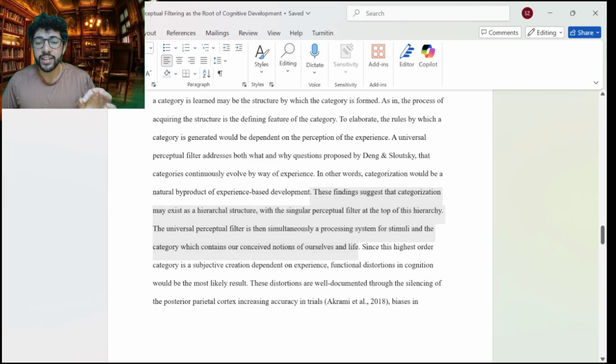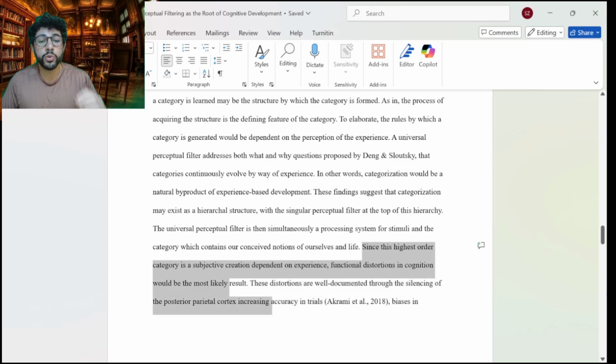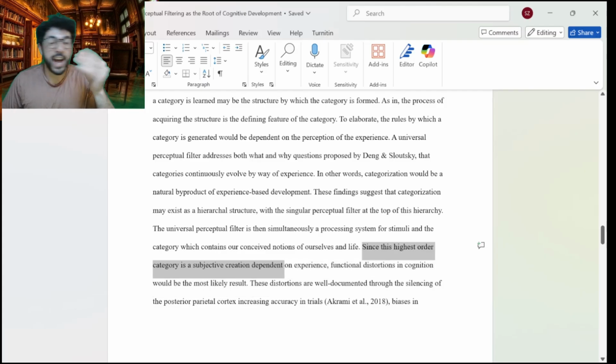So since this highest order category is a subjective creation dependent on experience, functional distortions in cognition would be the most likely result. And I just said it. What I just said is this sentence right here. So I said it before we read it. Bars. Write that down. Quote that. I'm still tired.